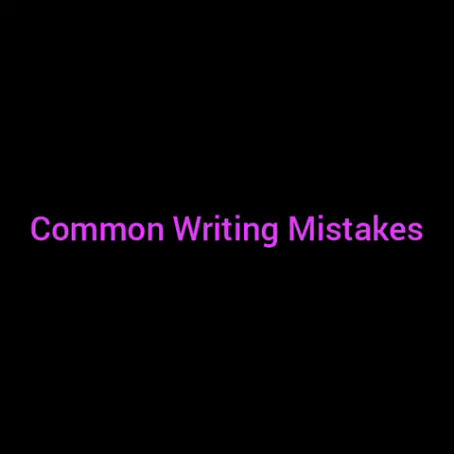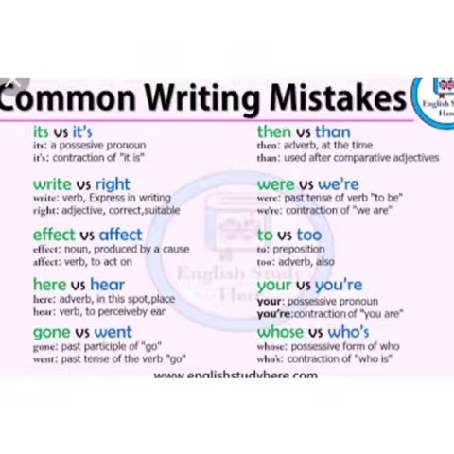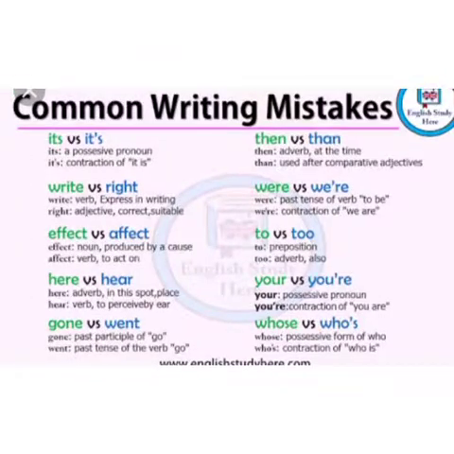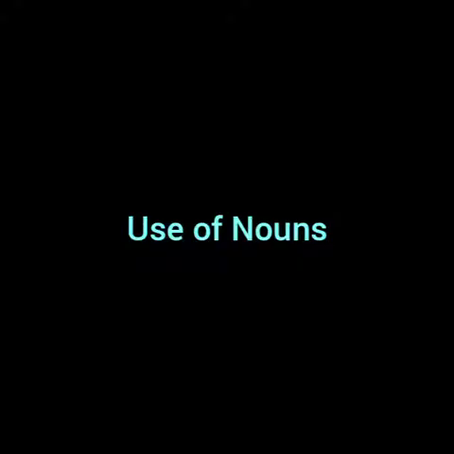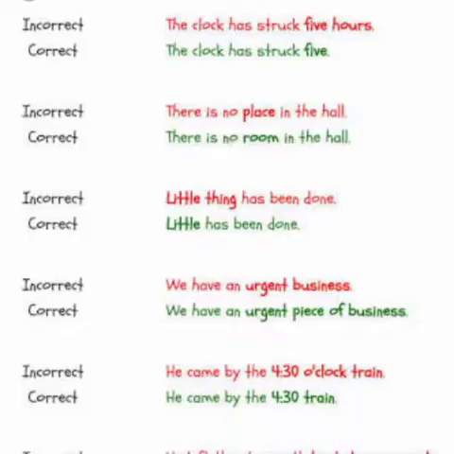So next, common writing mistakes. Check the difference between it's and its, then and than, right versus write. Next, use of nouns. Example number 1, the clock has struck 5 hours. That is incorrect. The correct one is the clock has struck 5. Hope you are clear with the meaning of errors.